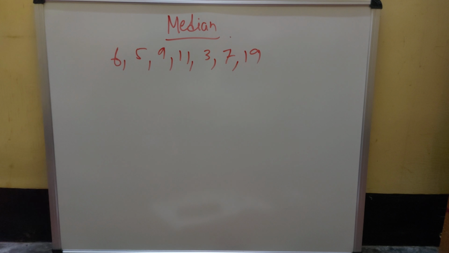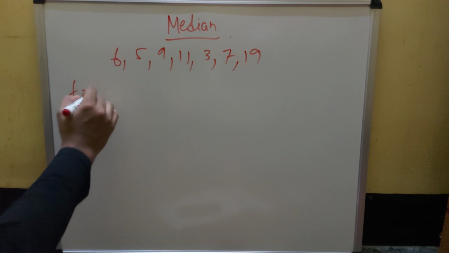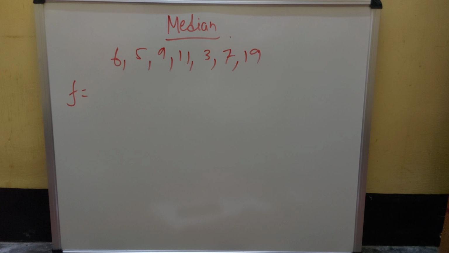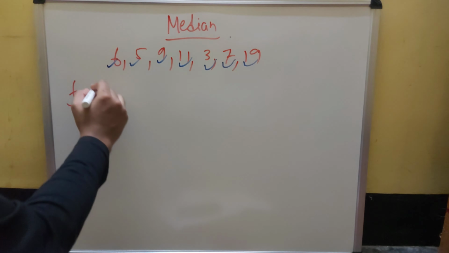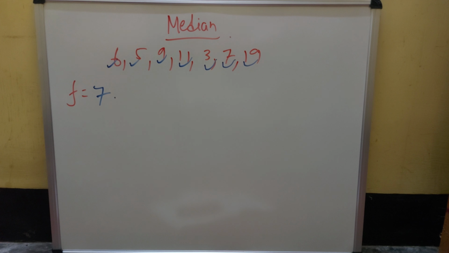We denoted it as F. So F is how much in this case? First we will see that. Now F is the number of terms, not the number of occurrence in median. F is 1, 2, 3, 4, 5, 6, 7. F is 7. Right?